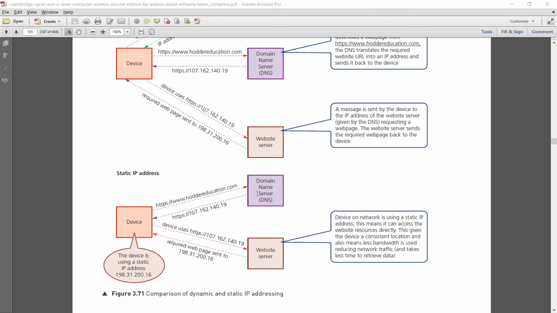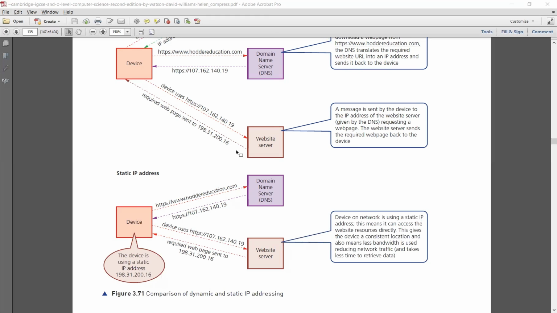No DHCP job is there, because we are assigning a static IP to the device that remains constant no matter whether the system is off or on. And you can see we are connecting to the website. The DNS is assigning the equivalent IP address. And once I have got the IP address of the required URL of the website, then I can actually connect through the IP address to the required server. And all the required web pages will be sent back to me.